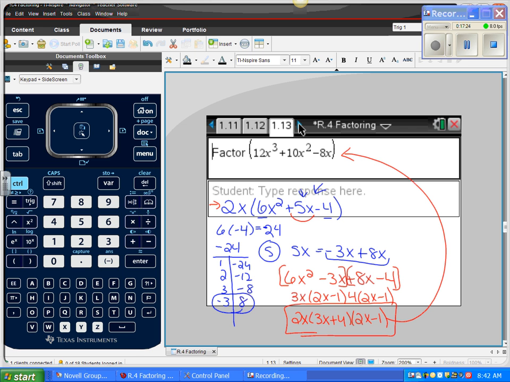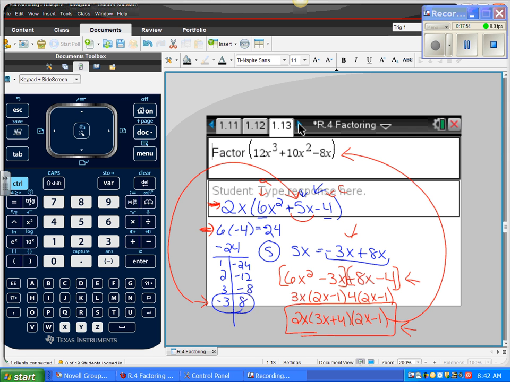I know that's tricky because it's the first time you've seen it. We're going to do a lot more examples with that. So here's, again, what you do. You pull out that GCF. You find the product of A and C. You find the factors that add up to the center term B. You break it apart. You factor by grouping. And then you tack on your GCF.